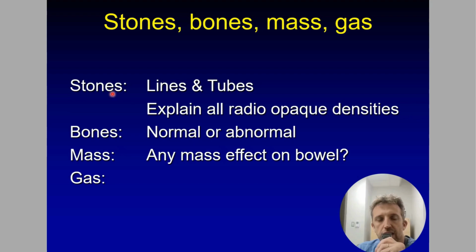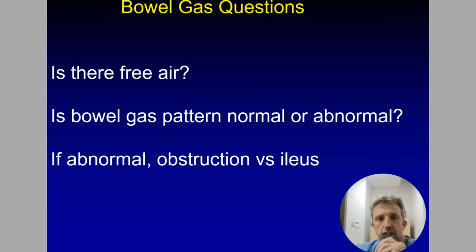So stones, anything radiopaque, always starting with lines and tubes. You have to explain everything radiopaque. Kidney stones, gallstones, that sort of thing. Bones, normal or abnormal. Mass, is there any mass effect on the bowel? And we'll save the best for last, bowel gas. We'll ask the questions: is there free air? The bowel gas pattern, is it normal or abnormal? And if it's abnormal, obstruction or ileus.